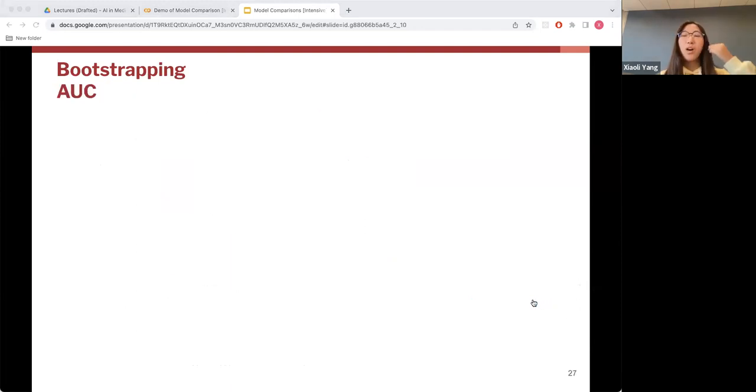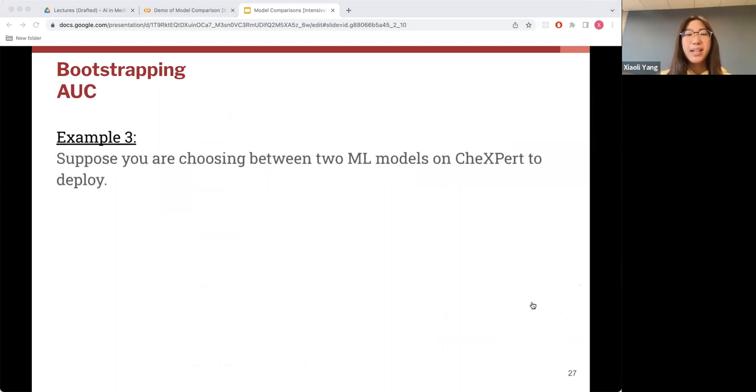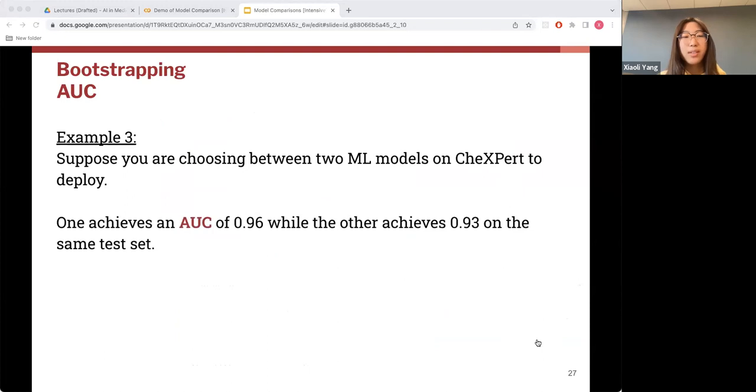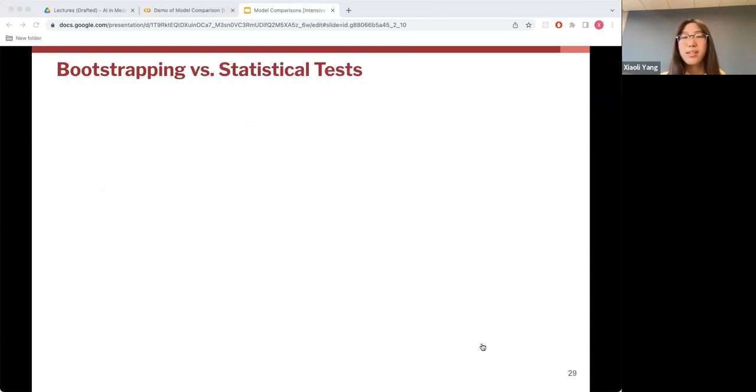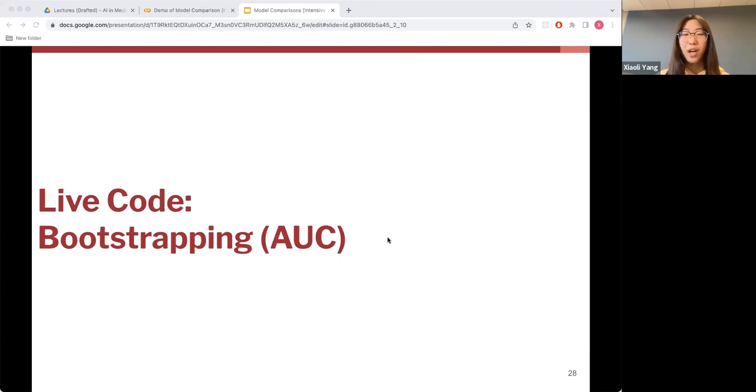Okay, now again, let's have an example. Example number 3. Suppose that you are choosing between 2 machine learning models on a checksum dataset, and you want to deploy one. One model achieves an AUC of 0.96, while the other achieves 0.93 on the same test set. That means we have paired data. How do we decide if one model is better than the other? Oh, I think I skipped one slide. Okay, let's try to solve this problem using live coding.